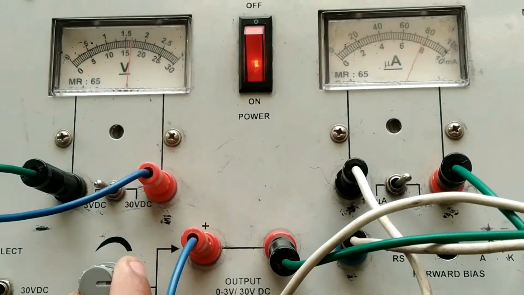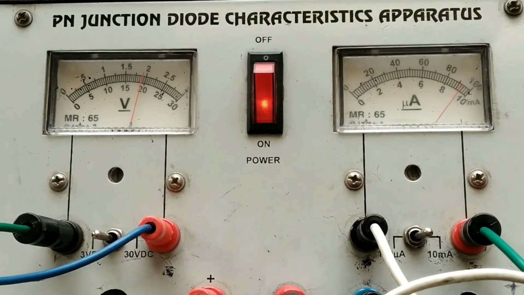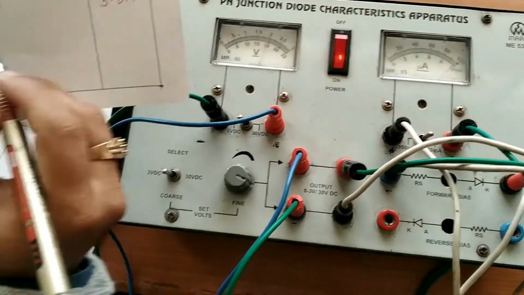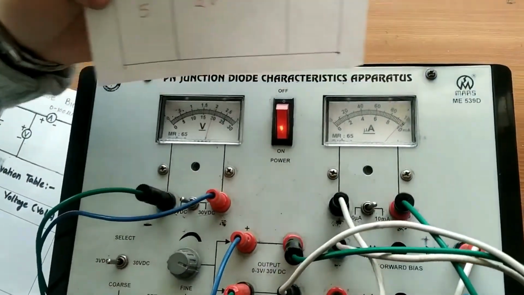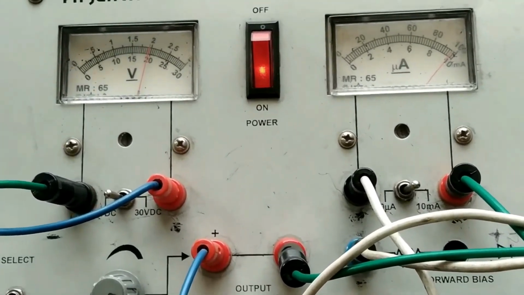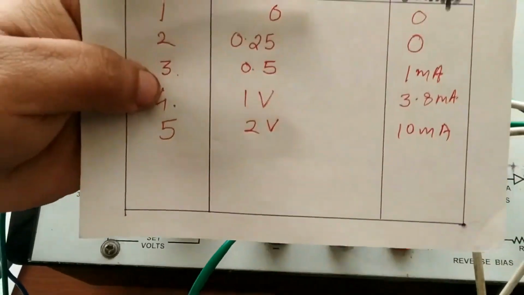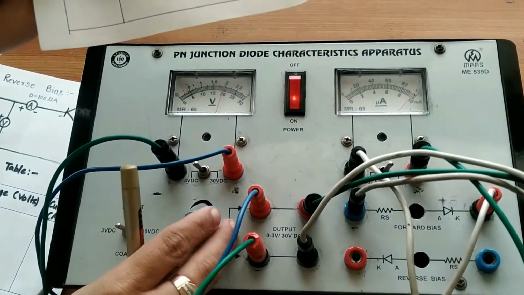Now we are going to put it at 2 volt. You can see that when we increase to 2 volt, there is a sudden increase in the current. At the fifth reading we have taken 2 volt, and the reading we have got is almost around 10 milliampere. So we are getting 10 milliampere.